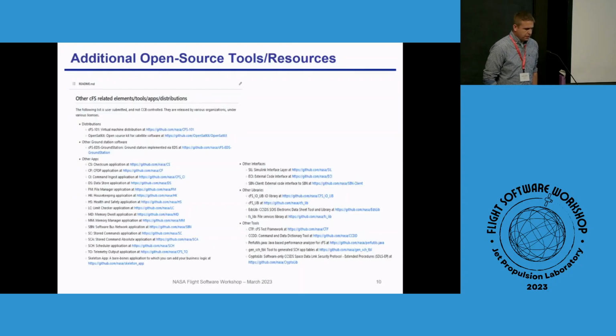This is another snap of the main page that shows the additional open source tools and resources. We have 16 open source apps, 10 of which are currently maintained. Those are the ones that I discussed on the previous chart and are tagged as part of our build release. And essentially, this is our attempt at creating the app store for space that I referenced earlier.